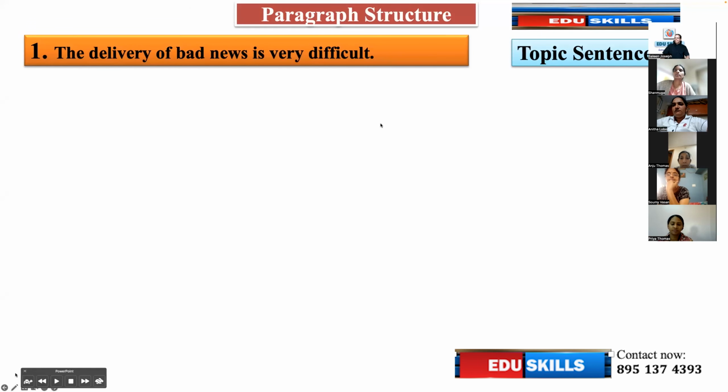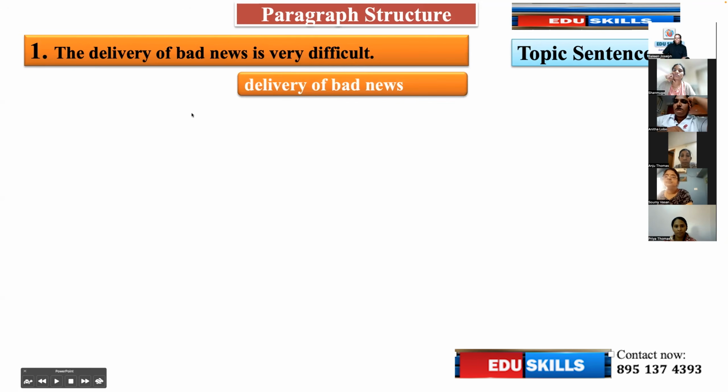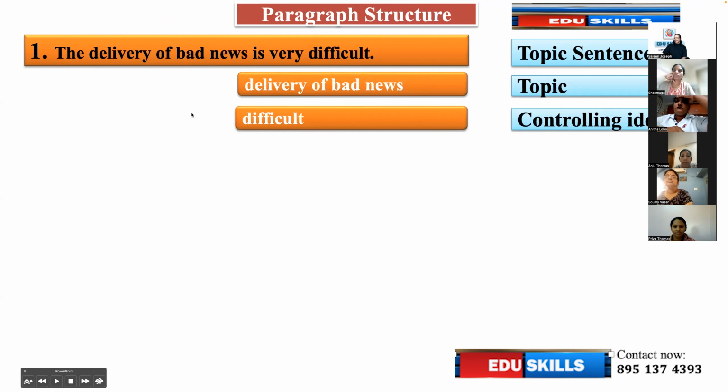And you see paragraph structure. I said you have to understand the paragraph structure, right? What is the paragraph structure? The delivery of bad news is difficult. That is a topic sentence. Now, when you say it is difficult, they are going to explain how you can make it easy. Since it is difficult, what should you do? Okay, what are the solutions? The topic sentence is the delivery of bad news is very difficult. Now, what are the solutions? So the topic is delivery of bad news. Difficult is the controlling idea. Okay. How to do it?